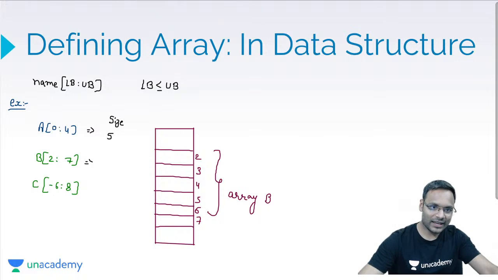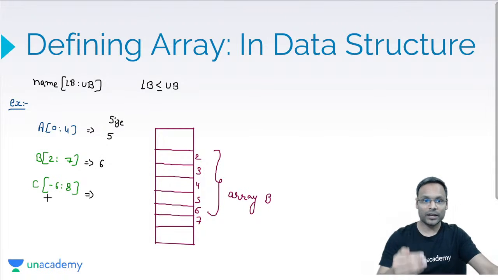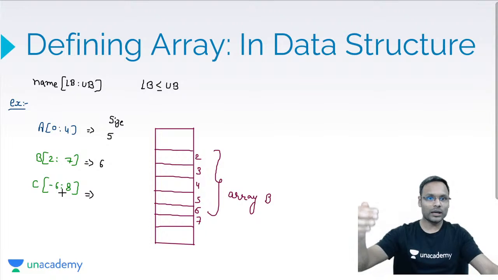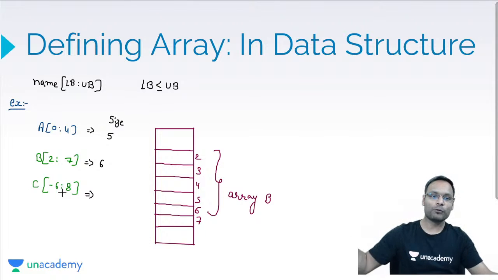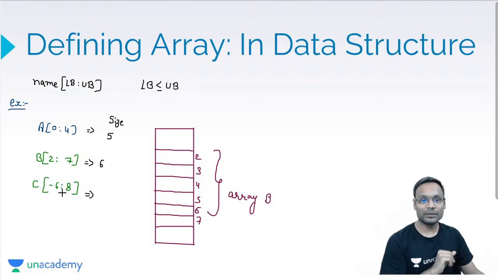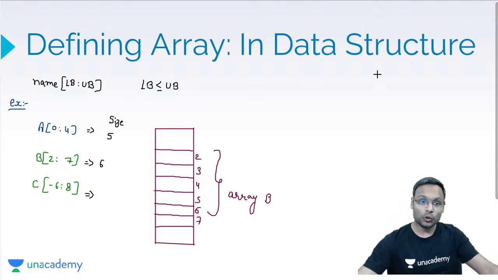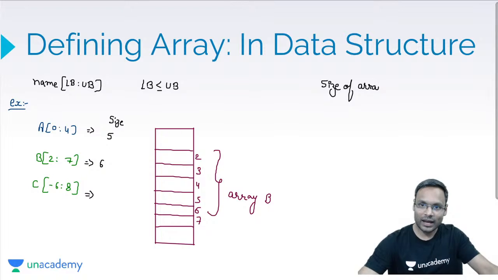This array is having size 6. This array is having size what? -6, -5, -4, -3, -2, -1, 0, 1, 2, 3, 4, 5, 6, 7, 8. These many elements are there. How many? To get the number of elements or the size of the array, I can apply a simple formula.